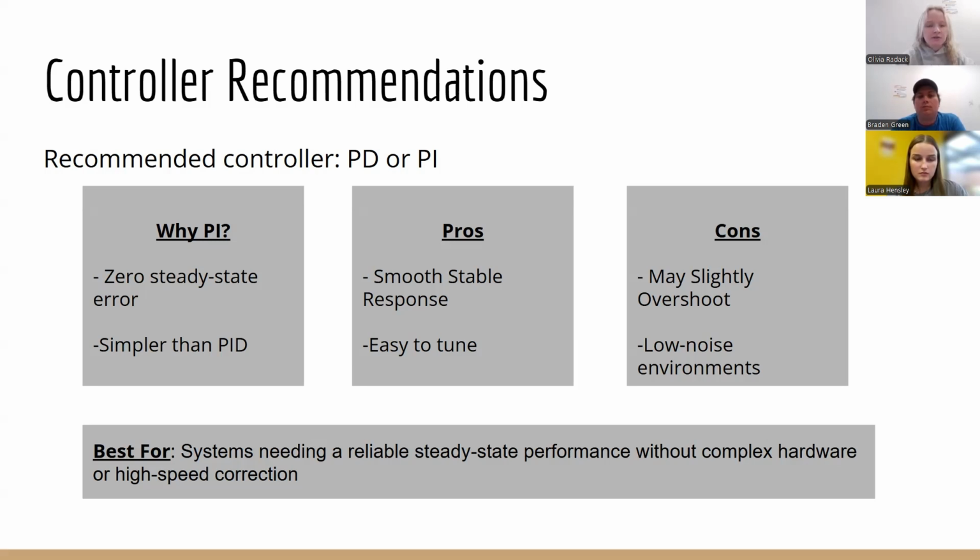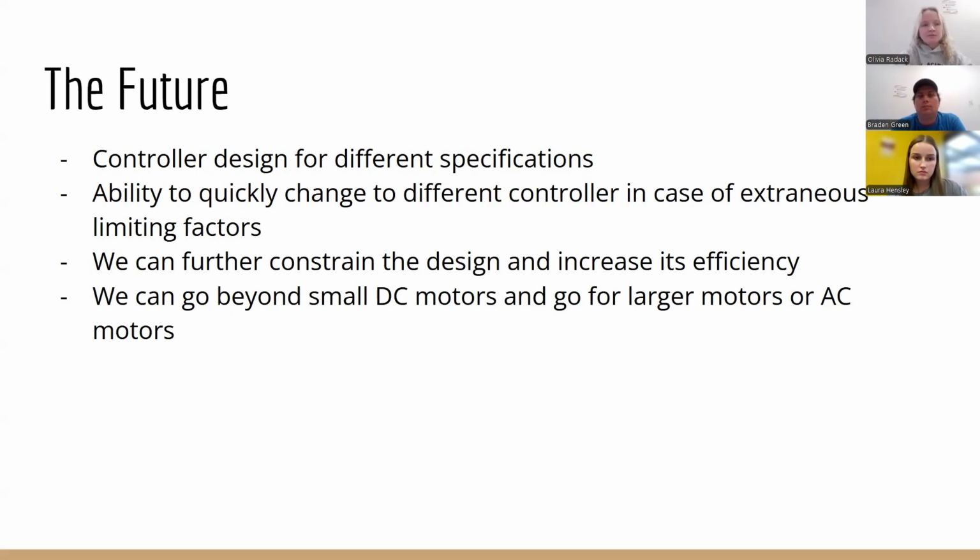However, there are some trade-offs. The PI controller can introduce slight overshoot, meaning it may go up a little above the target before settling. And because it doesn't use the derivative term, it's best used in low noise environments, where signal filtering isn't as critical. Ultimately, the controller is best suited for systems that require reliable, steady-state performance without the complexity of high-speed correction or advanced hardware. Examples include electric vehicle systems, speed control, home automation, and process control systems.